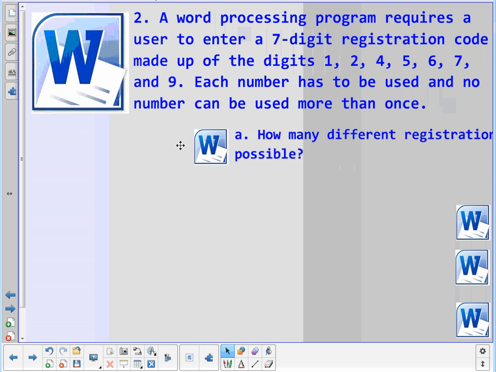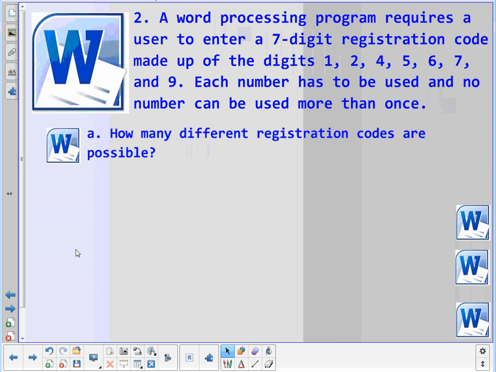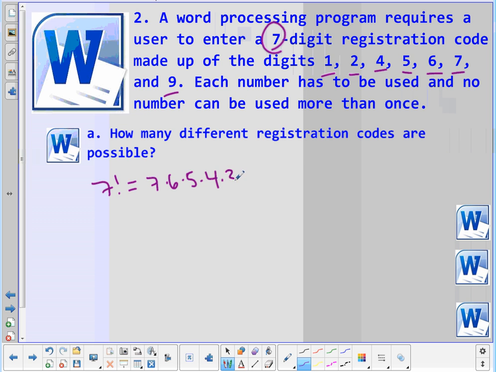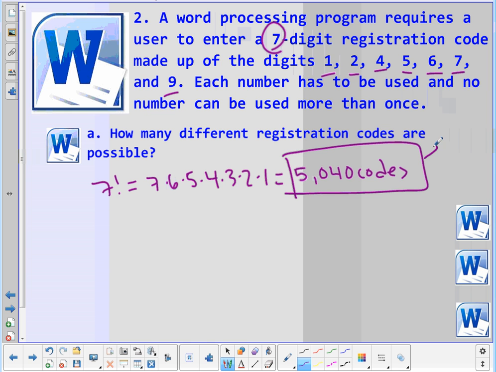So, in part A, it says how many different registration codes are possible? So I'm using all of the digits, and there are 7: 1, 2, 3, 4, 5, 6, 7. Since I'm using them all, it's just 7 factorial, because I'm not taking any of them out, I'm just using them all. So that's 7 times 6 times 5, 4, 3, 2, 1. Multiply that all together, and you get 5,040 codes.